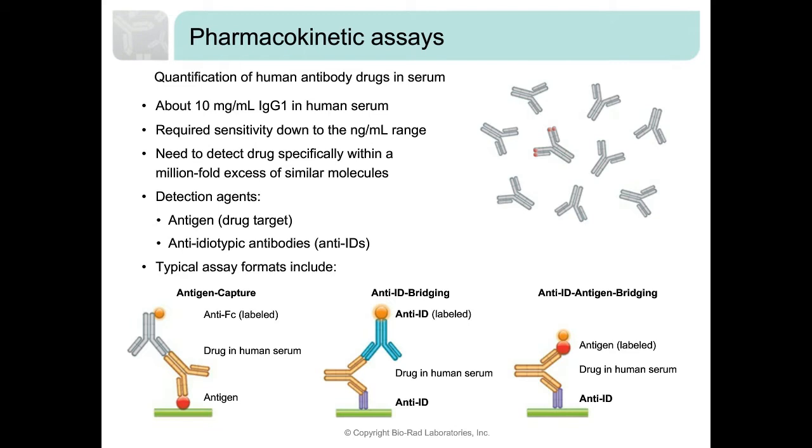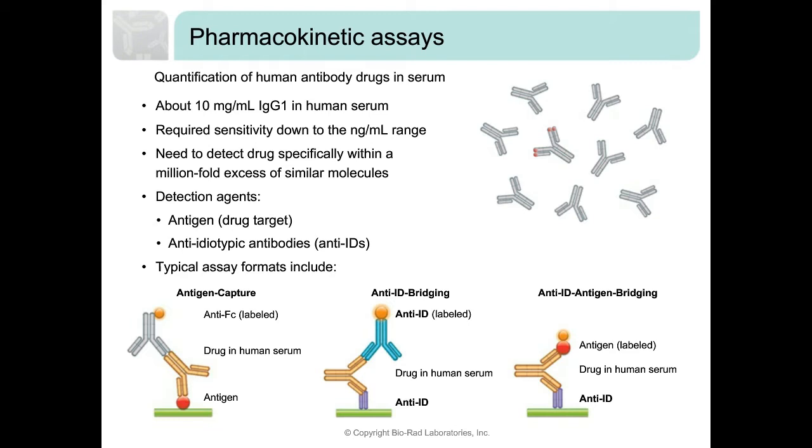Typically, the concentration of the antibody drug can be 1,000,000 times lower than the serum antibody concentration, making the drug difficult to detect and quantify. In order to measure drug levels with a pharmacokinetic assay, highly specific and highly sensitive reagents are needed that bind to the drug, but not to the vast excess of similar immunoglobulin molecules.